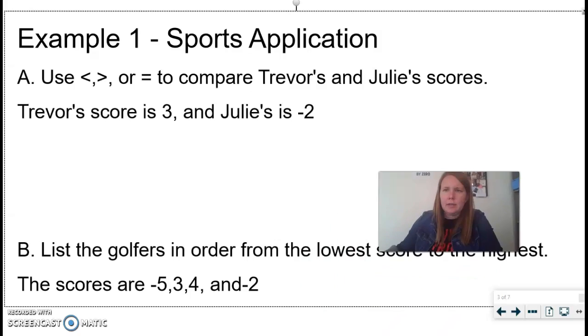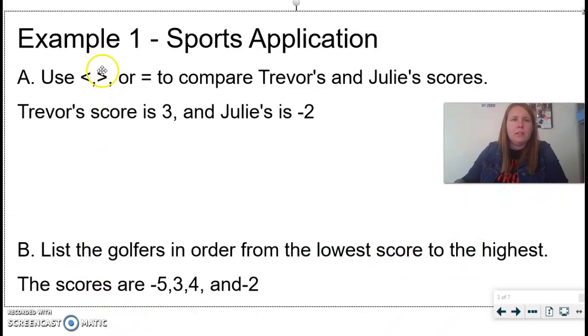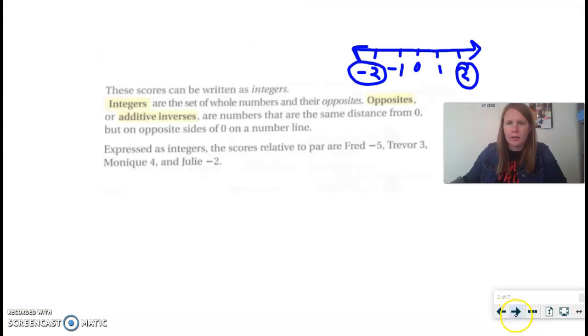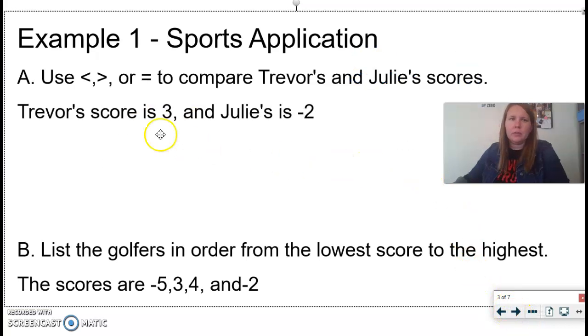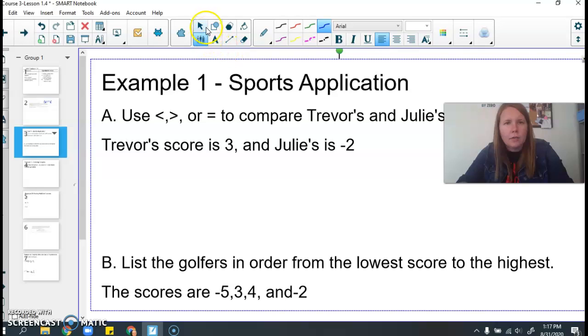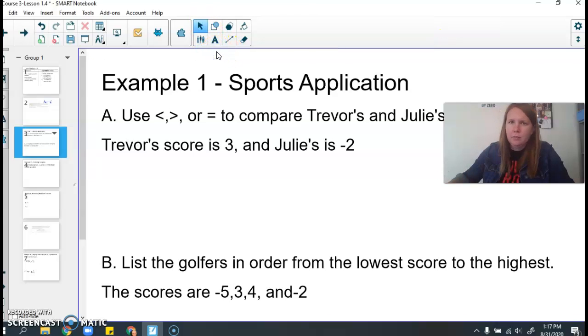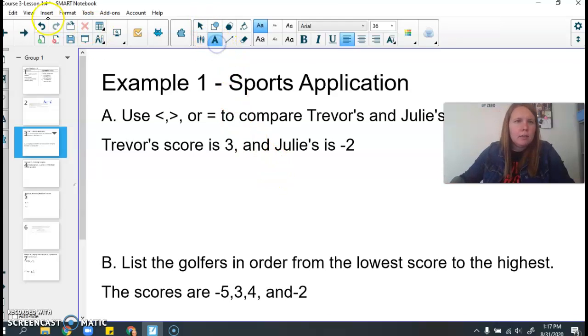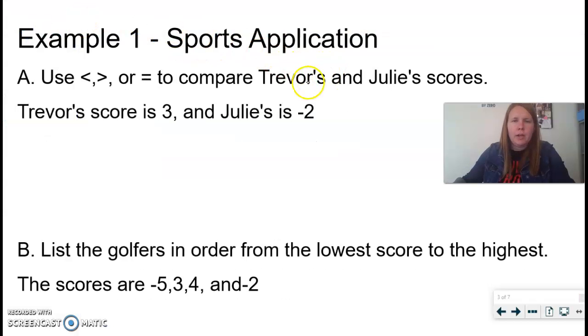So let's look at some examples on here. So example 1, I don't know why it still has the box around here. This is another sports application. So we're going to start taking a look at these scores on here, and we're going to rate their scores. So we're going to use the less than, greater than, or equal sign to solve out these problems. So we've got to compare Trevor and Julie's score.